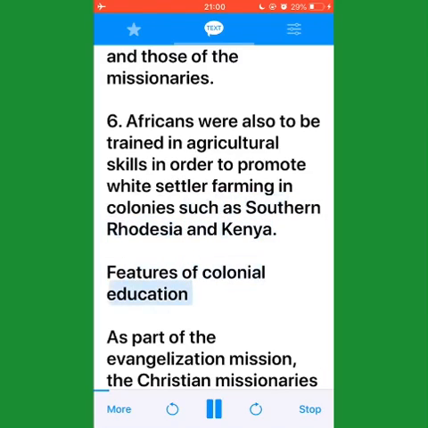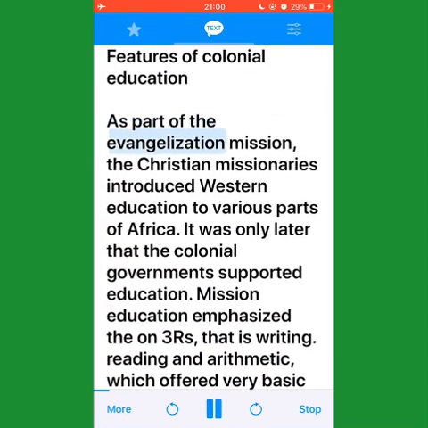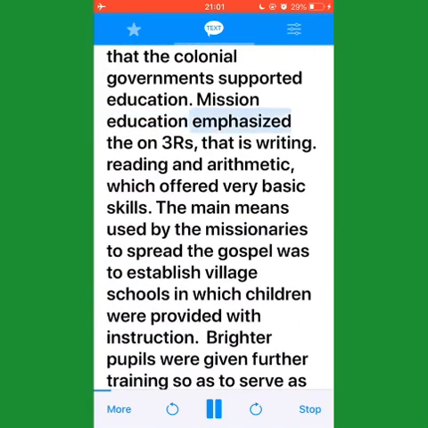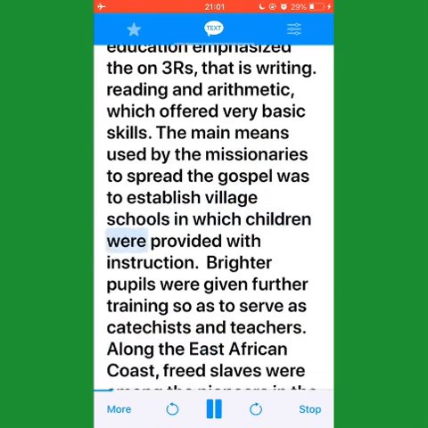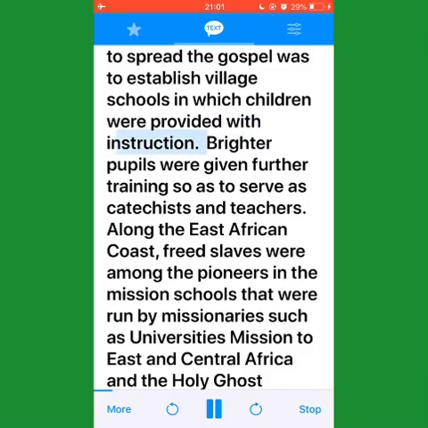Features of colonial education. As part of the evangelization mission, the Christian missionaries introduced Western education to various parts of Africa. It was only later that the colonial government supported education. Mission education emphasized the 3 R's, that is writing, reading, and arithmetic, which offered very basic skills. The main means used by the missionaries to spread the gospel was to establish village schools in which children were provided with instruction. Brighter pupils were given further training so as to serve as catechists and teachers.